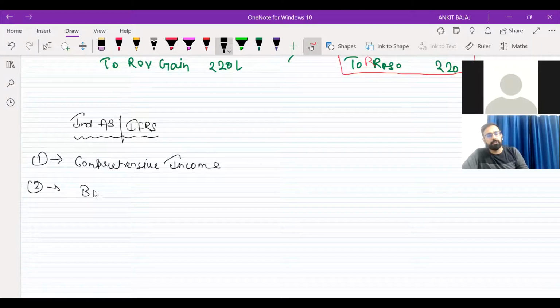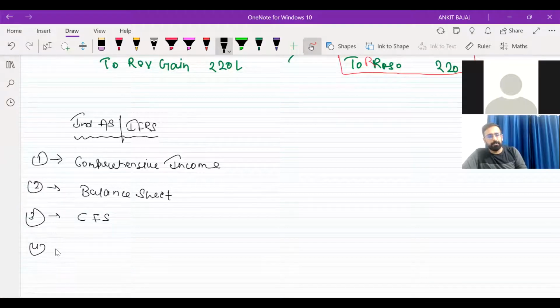balance sheet. You might be thinking, what is comprehensive income? Just wait for a few seconds, we will discuss what comprehensive income is. After that, you have to prepare the cash flow statement. Then you have to prepare the statement of changes in equity. You might not know about the statement of changes in equity; we will discuss it in detail. Then you have to prepare notes to accounts.